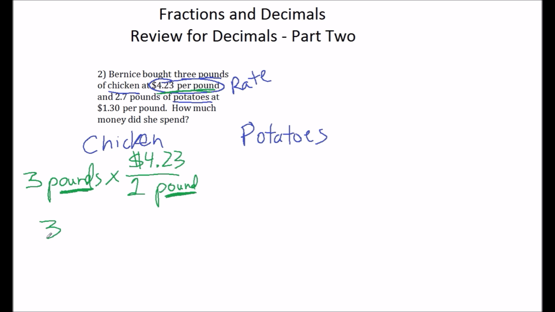So we've got 3 times the top, 4.23, divided by the 1 pound on the bottom, which, if you remember, you don't have to divide by 1. That's not going to change anything. So it's really just for the chicken 3 times 4.23. I'll show you how to do that in a little bit, but in the meantime I'm going to switch over to the potatoes momentarily. We'll come back to that 3 times 4.23. For the potatoes, let's maybe do purple.